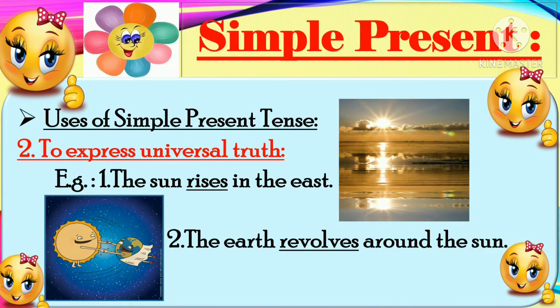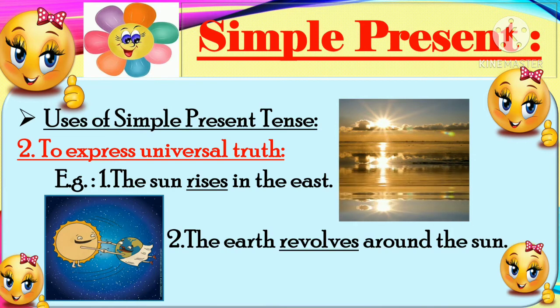Now let us look at the next usage. Simple present tense is used to express universal truths. What are universal truths, children? Let me tell you. The sun rises in the east. It's a truth and it is a universal truth. You cannot change it. You cannot ask sun to rise in the west direction. Isn't it, children? Yes.